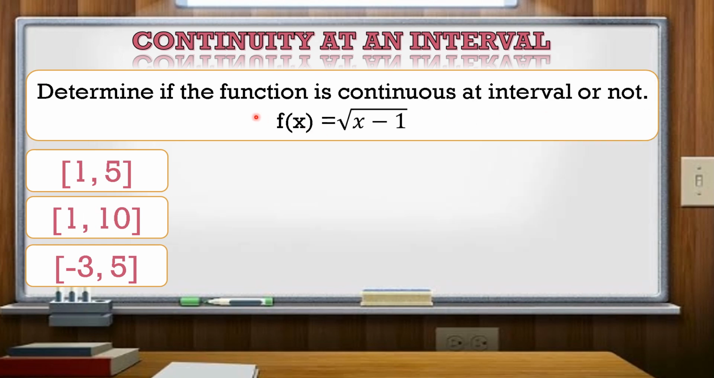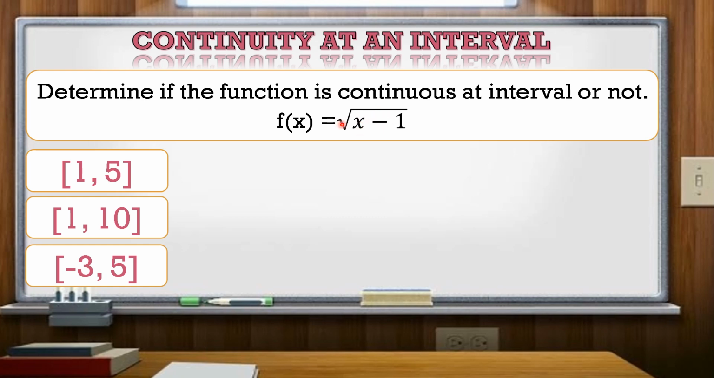Another example. So we have here f of x is equal to square root of x minus 1 given the following intervals. So saan kaya tuloy-tuloy yung function natin? Sa 1, 5 pa? Sa 1, 10? Sa negative 3, 5? So para malaman yon, inspect muna natin yung function natin. We have the square root of x minus 1.